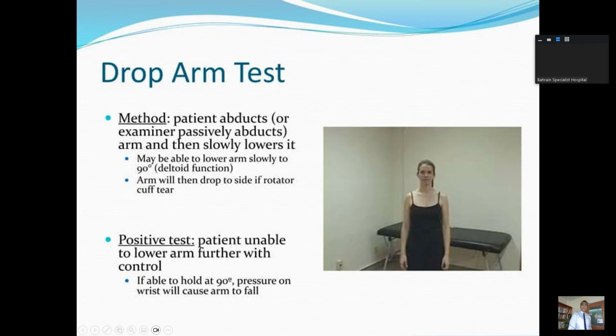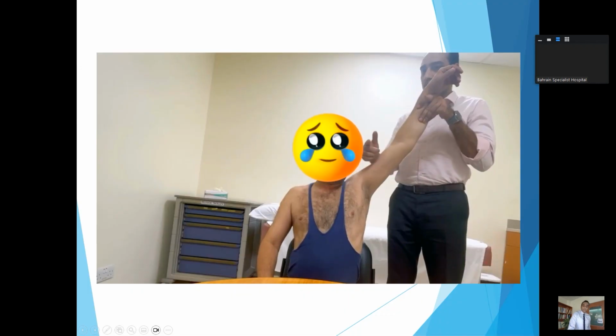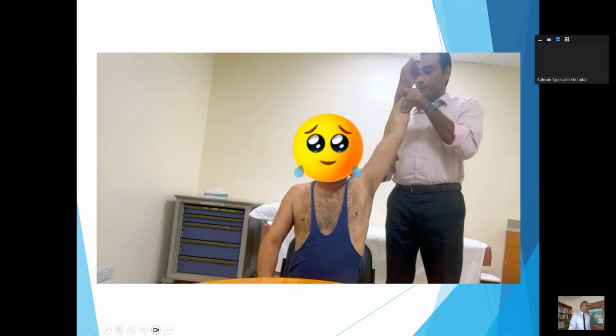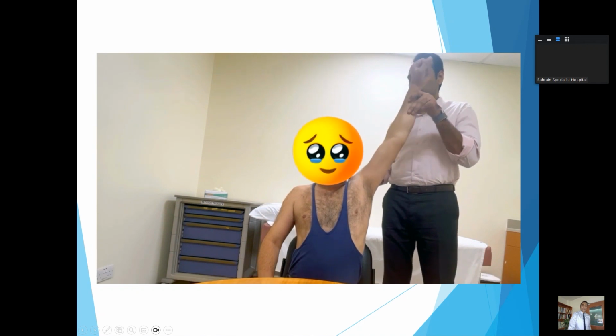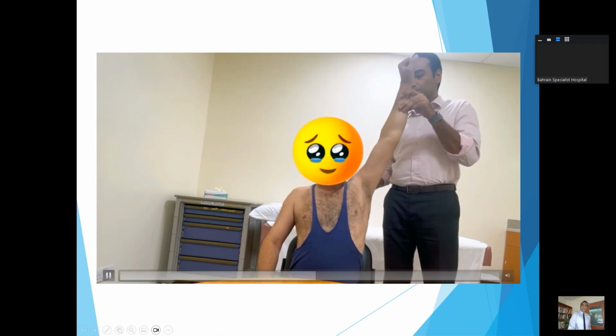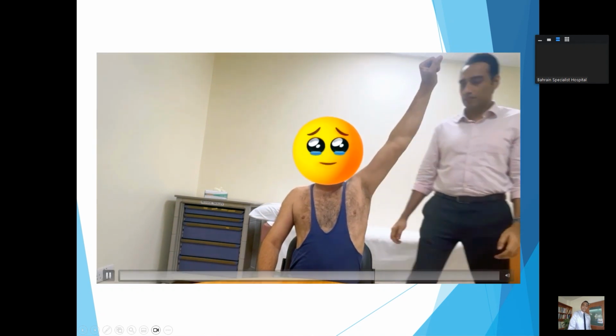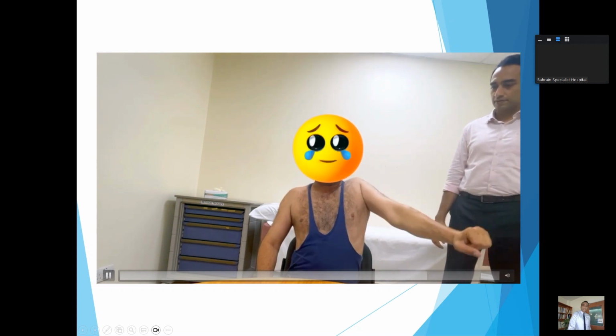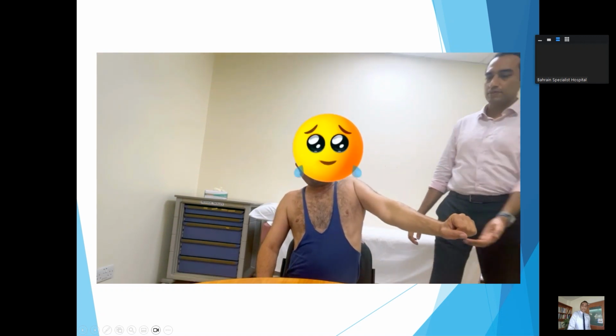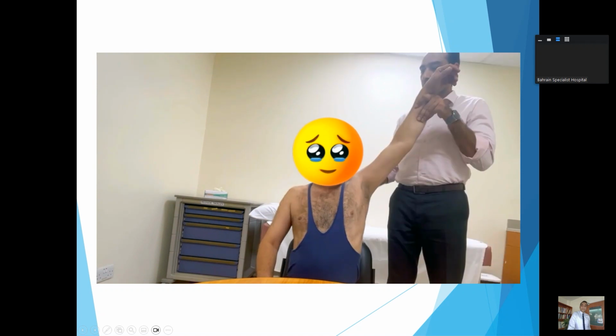Another sign is the drop arm sign. When there is a complete rupture of the rotator cuff, especially the supraspinatus, the patient will not be able to abduct the arm and sustain it in that position. So this is an example of a drop arm sign, wherein the patient, after passive abduction, is not able to sustain and is not able to gradually bring the arm down. So there is a sudden drop in the arm. This is called a drop arm sign.